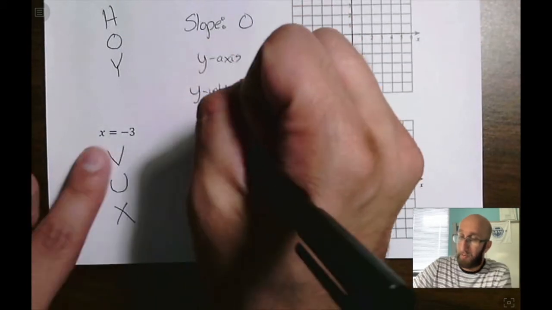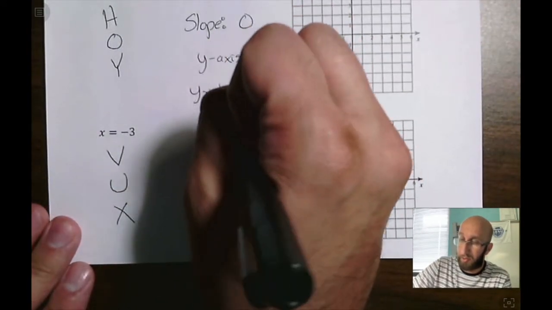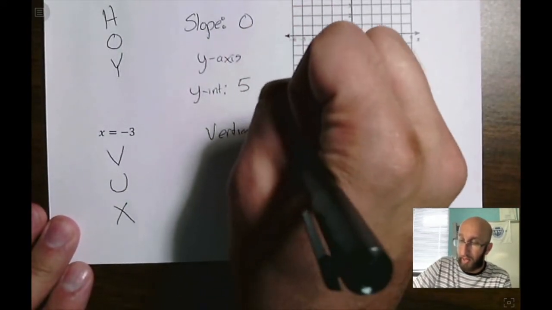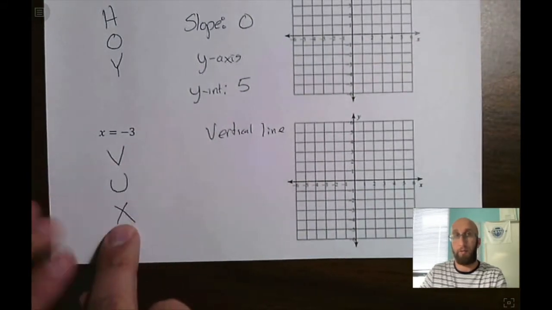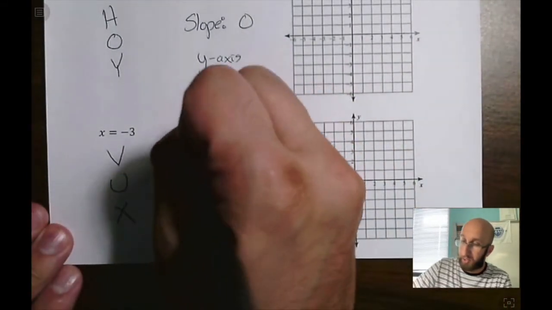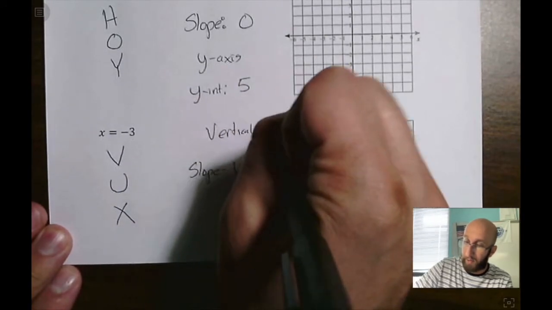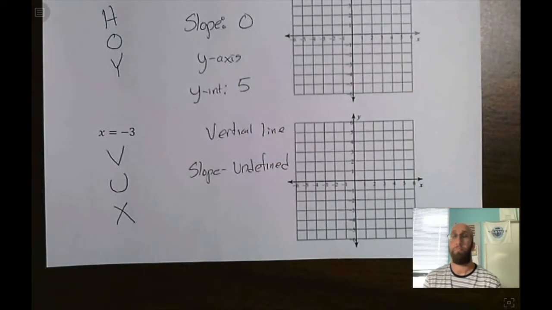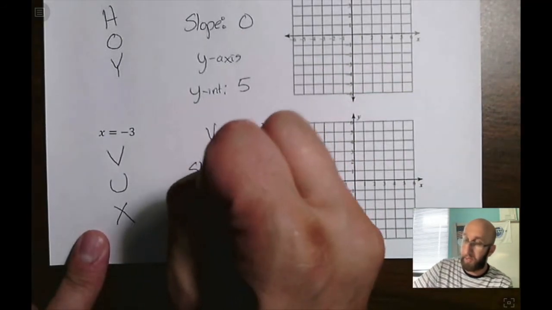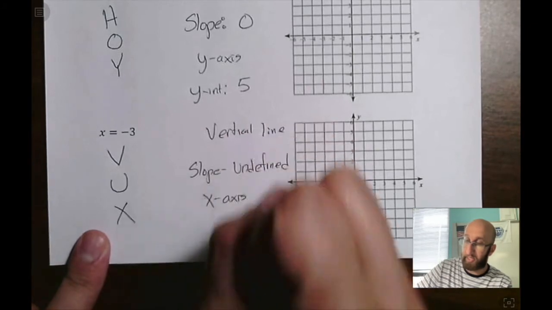So things that I know about this equation is I know it's going to produce a vertical line. Vux helped me out there, Vux. I know the slope here is going to be undefined. There is not a numerical value that we can place on this slope. And the x is going to tell me, hey, take a look at that x-axis. It's going to help you out there.